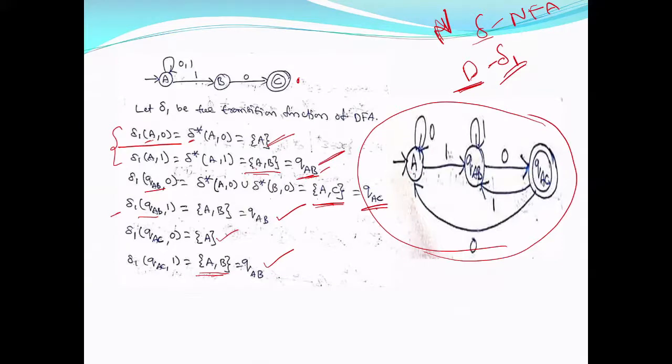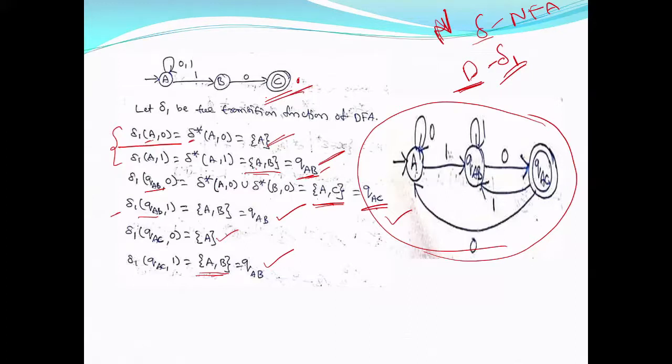Now this is not a final state because the final state in the NFA is C. In A and B there is no final state, so this is a non-final state. In A and C there is a final state. In your NFA C is the final state. So this combination will become a final state. So this is your DFA equivalent for the given NFA.